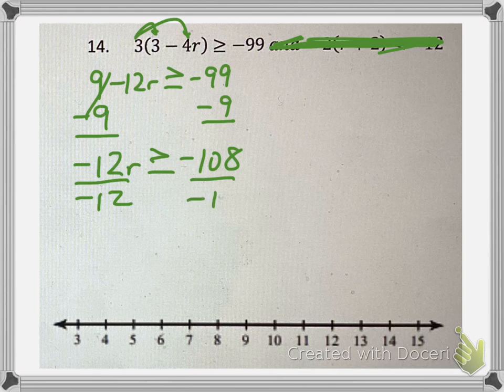Okay? Now, divide by negative 12. Dividing by negative means flip that sign. And that's going to be 9. Okay? I can go ahead and graph that. R is greater than or equal to 9. So I'm going to go to 9. I'm going to make a dot, color it in, and R is less than that.